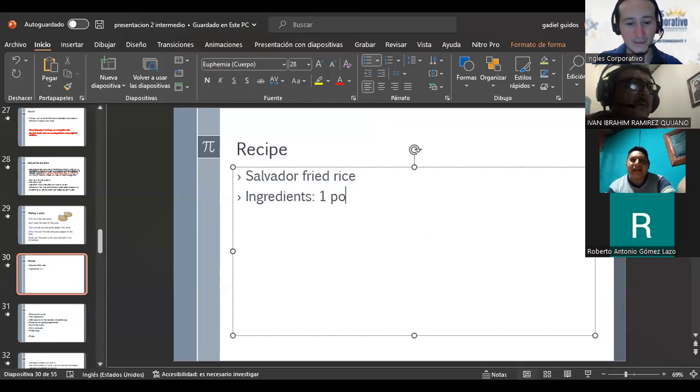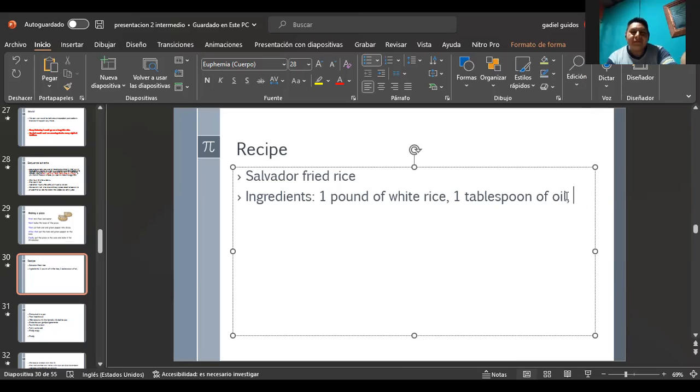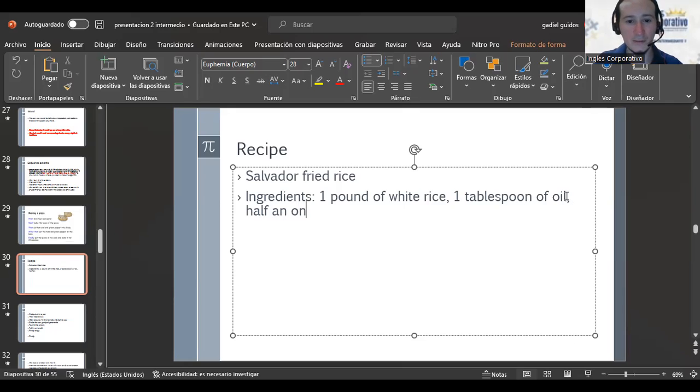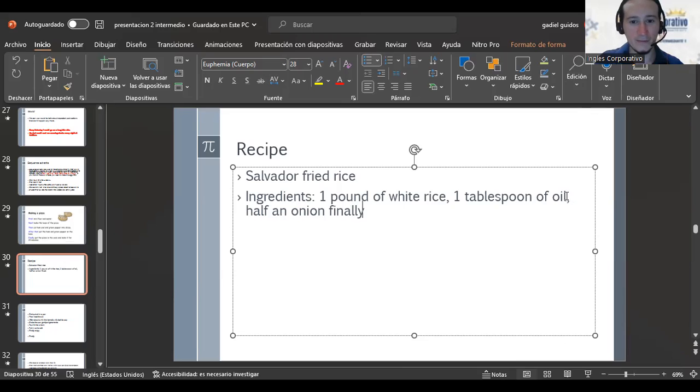One pound white rice. So we have one pound of white rice. Very good. Then one tablespoon of oil. Oil. Half an onion. Finally, chopped.